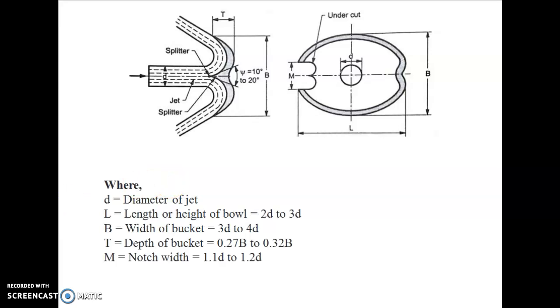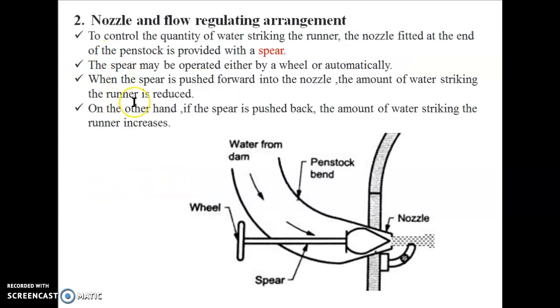Next is nozzle and flow regulating arrangement. We already learnt about the nozzle in the previous unit, that is impact of jet, but again we'll revise that part. To control the quantity of water striking the runner, that means the bucket, the nozzle is fitted at the end of the penstock and it is provided with a spear. Spear is this portion. So this total is nothing but the spear. It is either operated manually by using this wheel, or you may operate it automatically also.